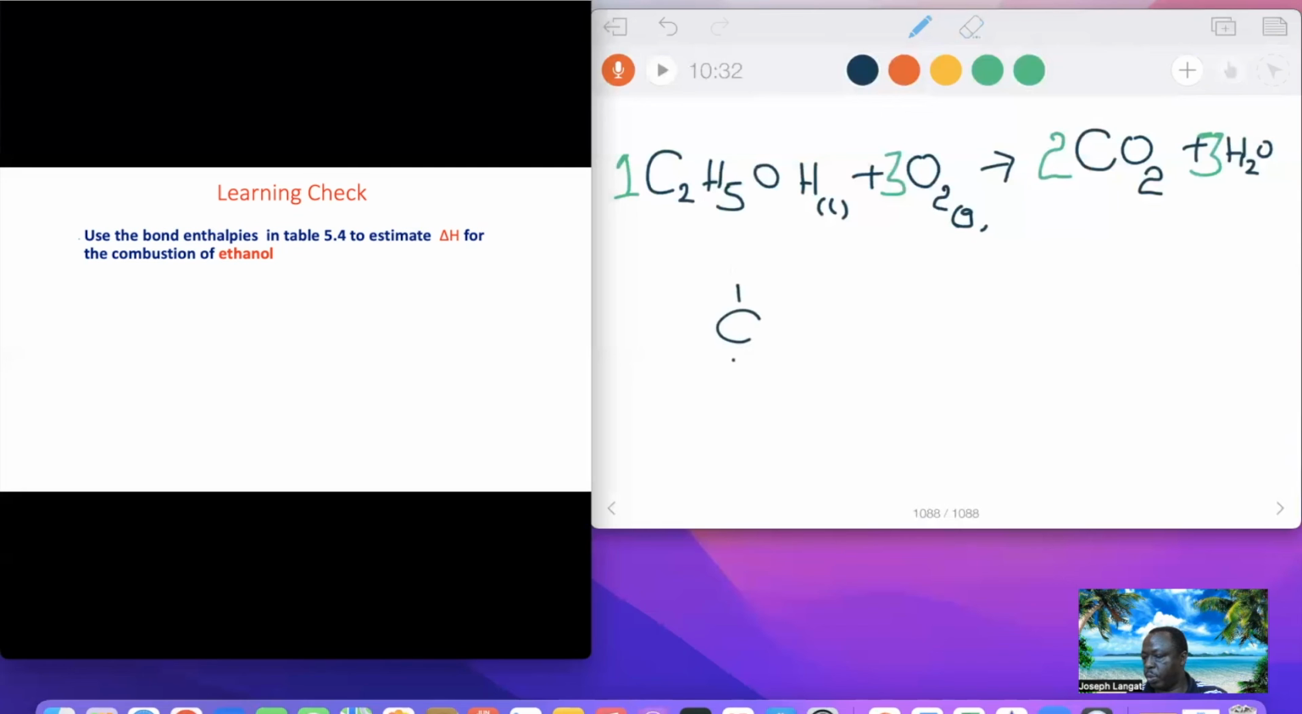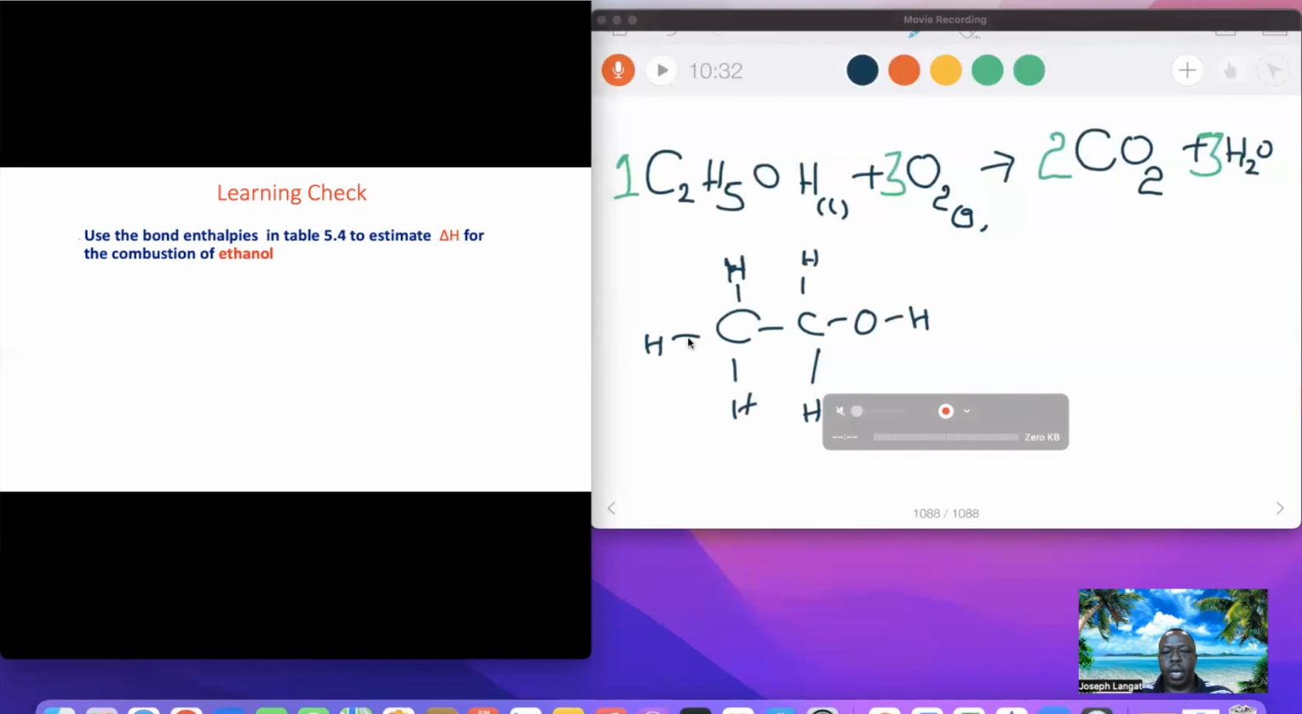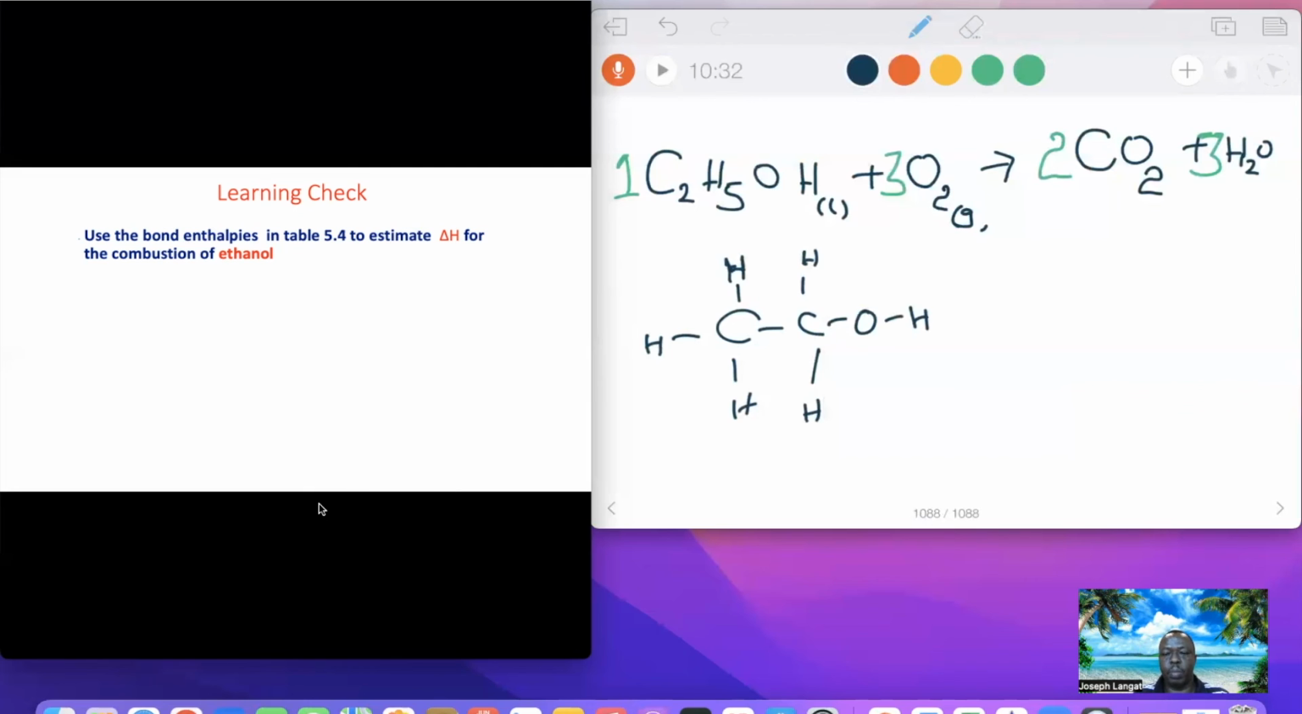Carbon bonded to hydrogen, hydrogen, carbon, hydrogen, hydrogen, this is carbon to oxygen to hydrogen. That is the structure of ethanol. With that, I see there is hydrogen, hydrogen, hydrogen, hydrogen, hydrogen bond. So we need to know how many bonds you break from there.